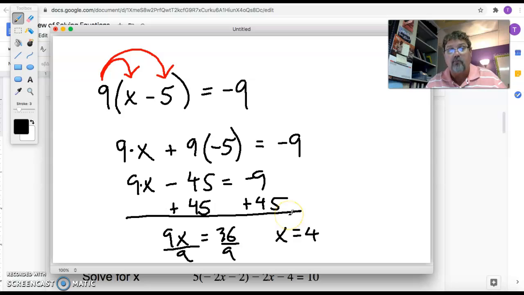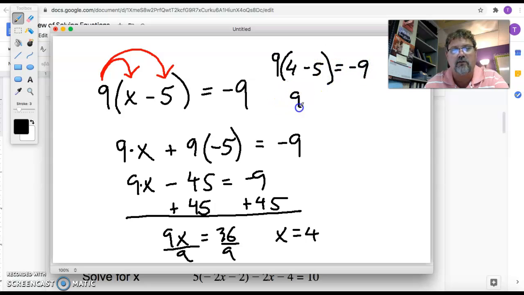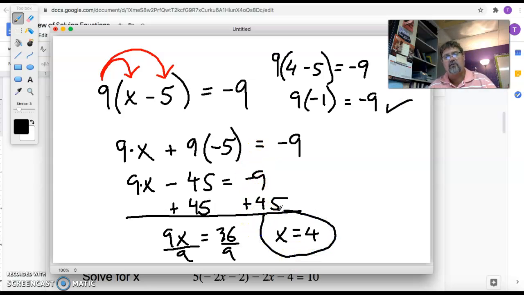Now, this is a good example for us to test and see if it works. So we'll come up here. We can substitute this back into x, remember the substitution property, and see if this is actually a true statement. If it's not true, then we made a mistake. We'll say 9 times 4 minus 5. We're substituting for x. Is this true? 9 times 4 minus 5 is negative 1. That's equal to negative 9. Yes, that happens to be true. So this is a checked good solution.